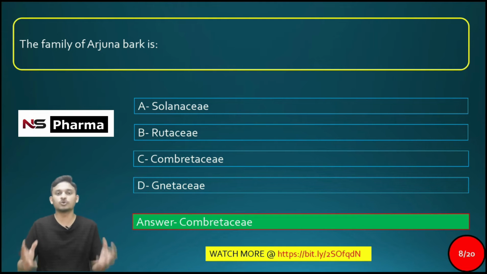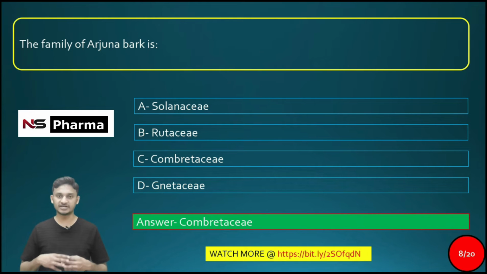So what is the biological source of this Arjuna bark? Arjuna bark is the dried bark of Terminalia arjuna, belonging to the family Combretaceae. Here the question was about the family. So the dried bark of Terminalia arjuna is the biological source of Arjuna bark.